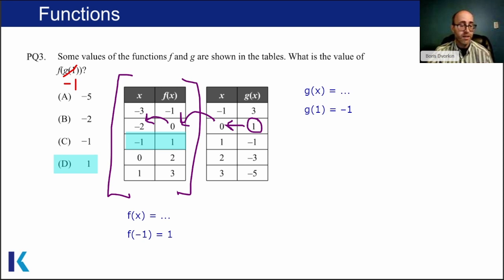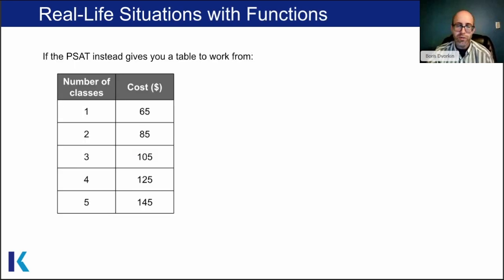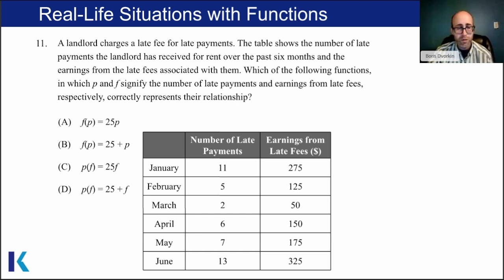Okay, everybody, there's one more thing I've got to show you for functions. We've seen nesting, we've seen wacky tables. The third and final thing that the PSAT uses to try to make functions harder is real world values in a table. So I'm going to give you this question, number 11. Oh man, this question looks like the beginning of the end times. It's huge text, giant table, tons of letters in the choices.